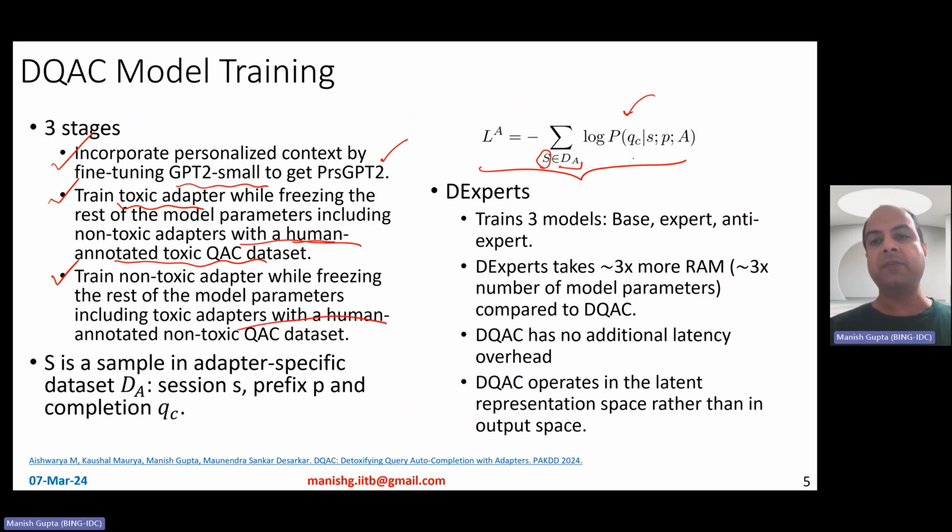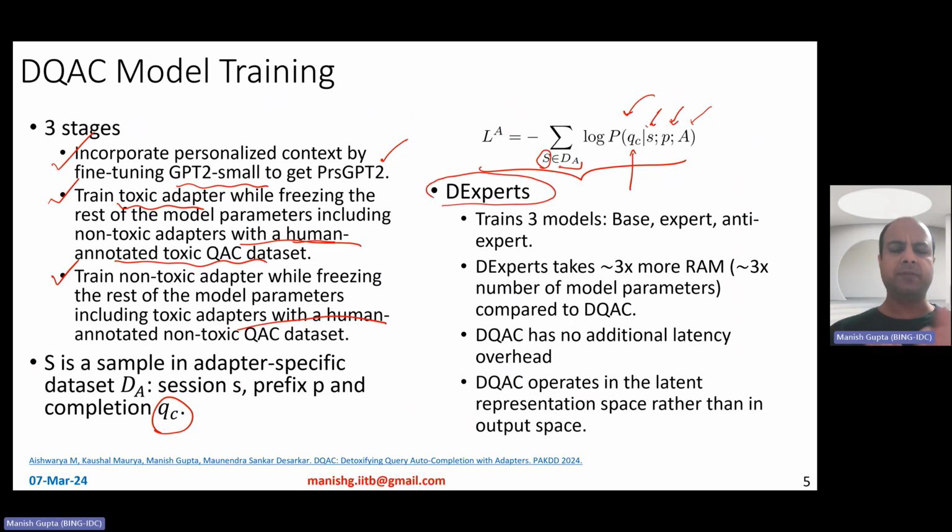And you want to maximize the probability of seeing the actual query completion that was present in the dataset, given the session, given the current prefix, and given the initial adapter parameters. Okay. So that's that. Now, as compared to another popular model, DExperts.